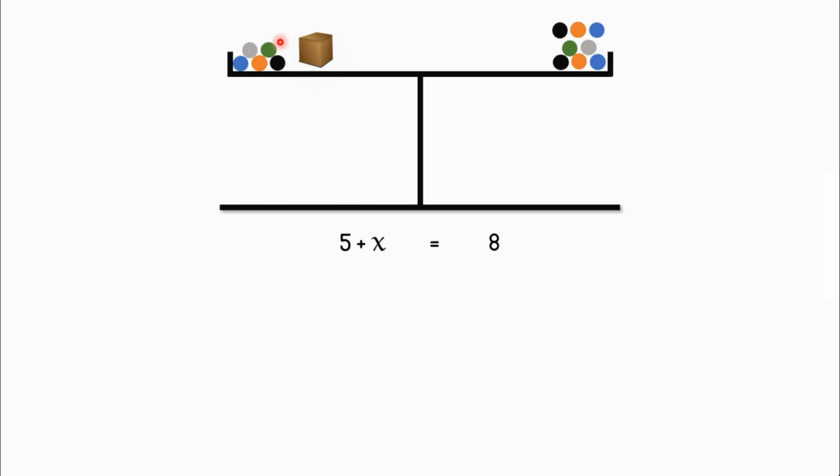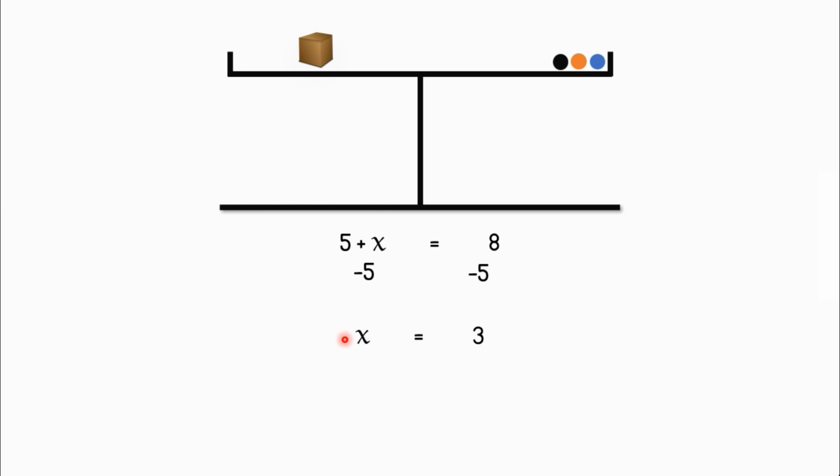We can remove 5 balls here, because we have 5 balls on this side. So we remove 5 balls and we're left only with this box. But then we have a problem. If I remove 5 balls from this side, the system will not stay in balance. So I will remove 5 balls here and I will remove 5 balls there as well. So I will have my box alone here. Let's check it out. We remove 5 from both sides, remove 5 from this side, remove 5 from this side. We get this equation.